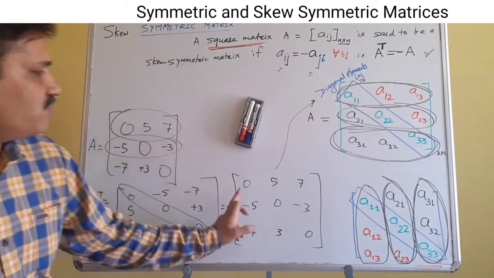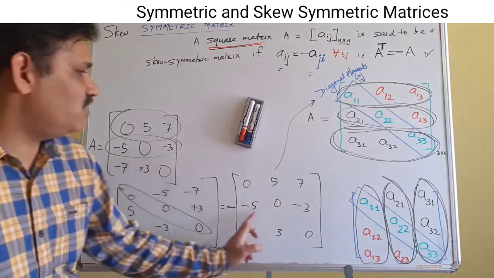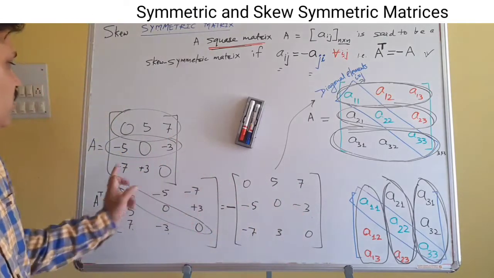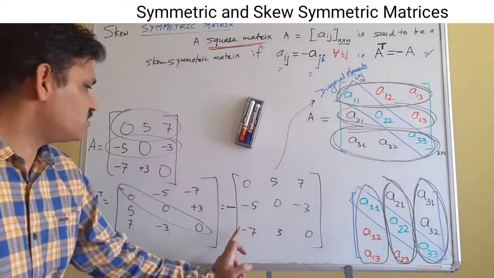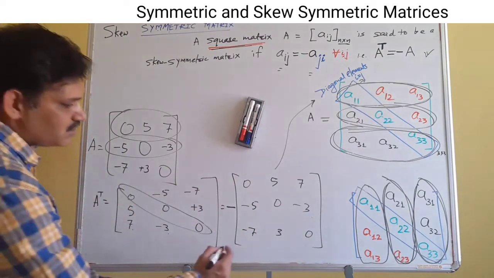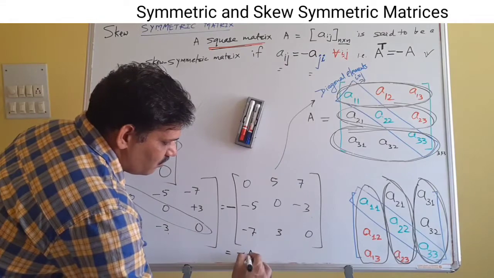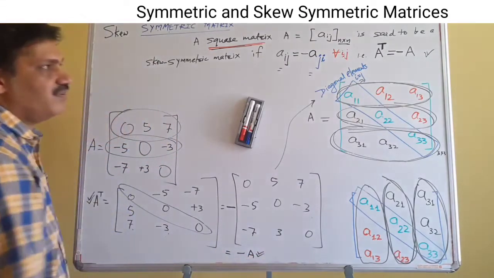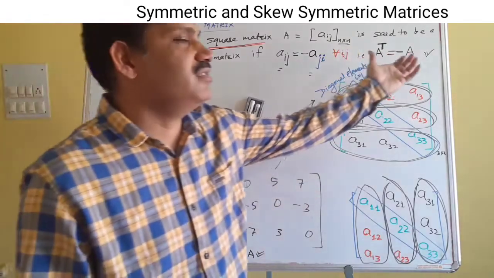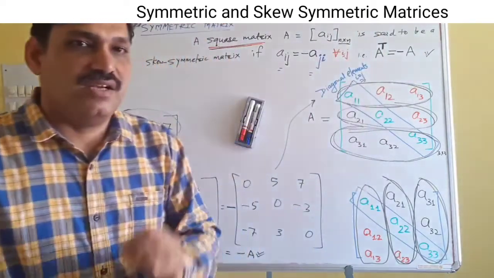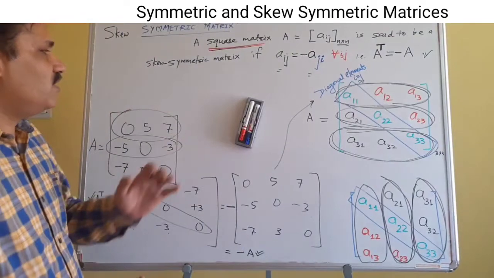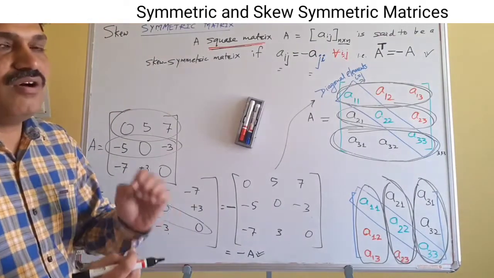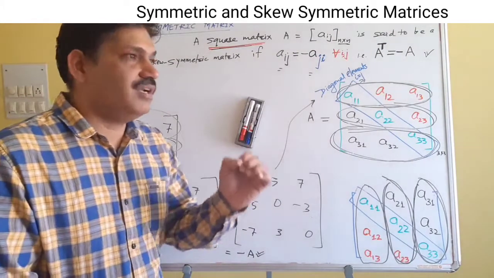Here you can see 0, 5, 7, 0, 5, 7, minus 5, minus 3, minus 5, 0, minus 3, 7, 3, 0, minus 7, 3, 0. So this is equal to negation of A. If A transpose is equal to negation of A, in that case the matrix is said to be a skew symmetric matrix.